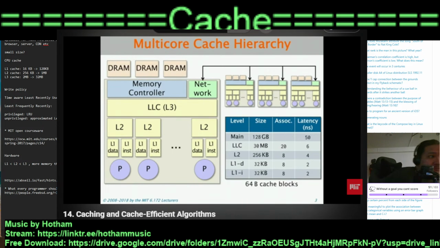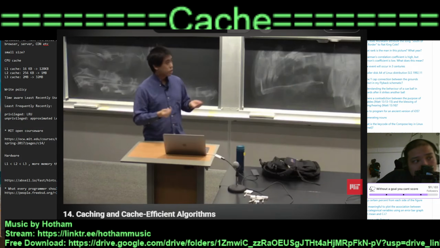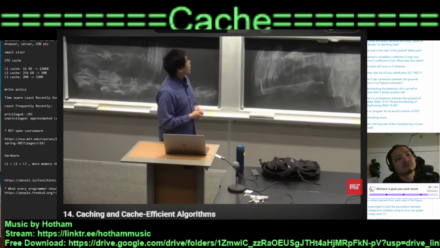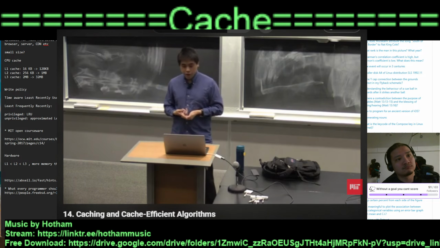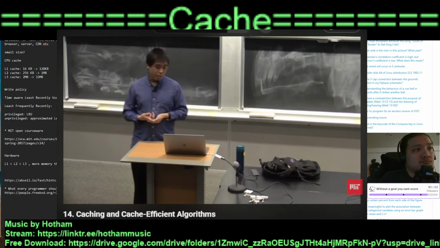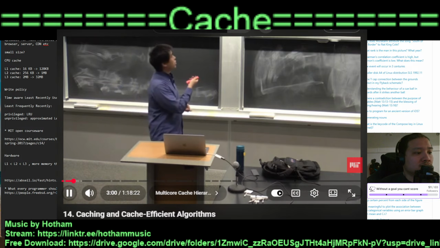So the associativity tends to go up as you move up the cache hierarchy, and I'll talk more about associativity on the next couple slides. The time to access the memory also tends to go up. So latency tends to go up as you move up the memory hierarchy. The L1 caches are the quickest to access, about 2 nanoseconds, these are just rough numbers. The L2 cache is a little bit slower, say 4 nanoseconds. Last level cache, maybe 6 nanoseconds. And when you have to go to DRAM, it's about an order of magnitude slower, so 50 nanoseconds.